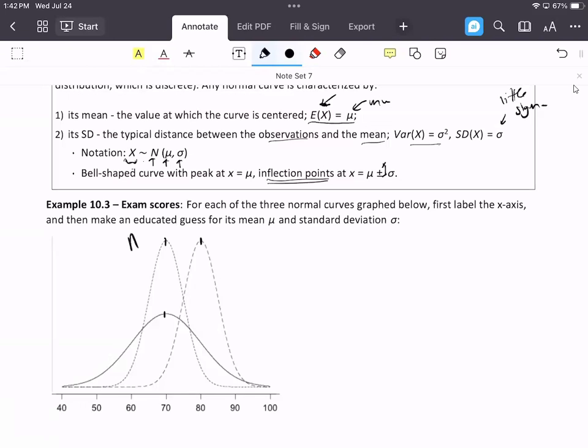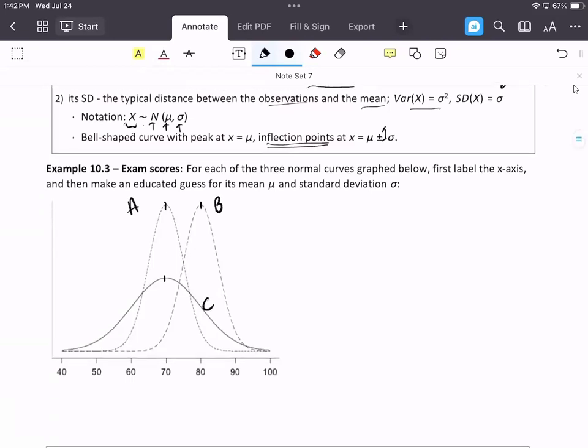So I'm going to label these curves A, B, and C first of all. And they told me that these are exam scores, so I'm going to label this as exam scores. Let's find out what the center and the standard deviation is for each of these curves. Now, we don't have any way to do any calculations, so we're just going to be roughly eyeballing it. And like I said, I would not have you guess on an exam.